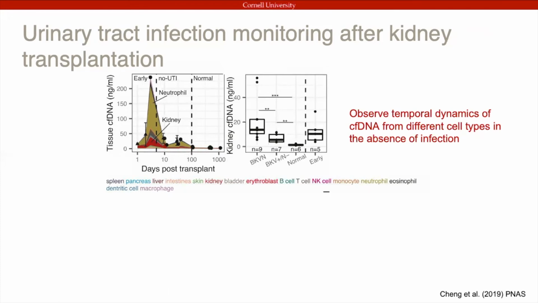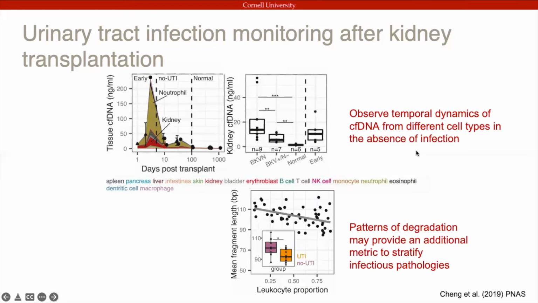Again, we can quantify the amount of kidney-derived cell-free DNA, and we're finding that in individuals with BK polyomavirus with nephropathy, we're seeing a significant increase in the amount of kidney-derived cell-free DNA. In fact, the amount of increase is significant enough to differentiate it from individuals with BK polyomavirus but without nephropathy.